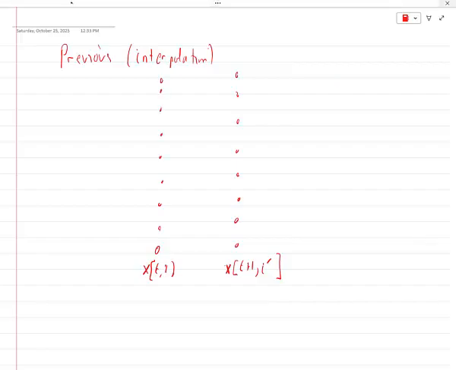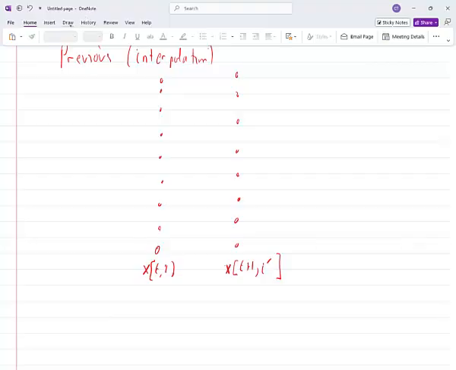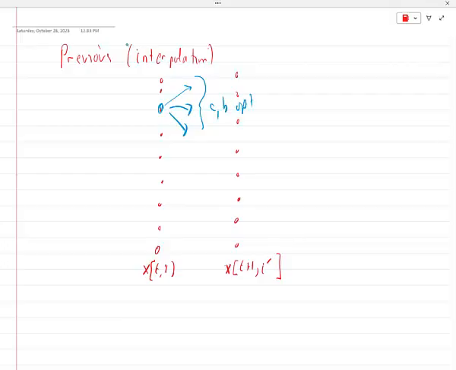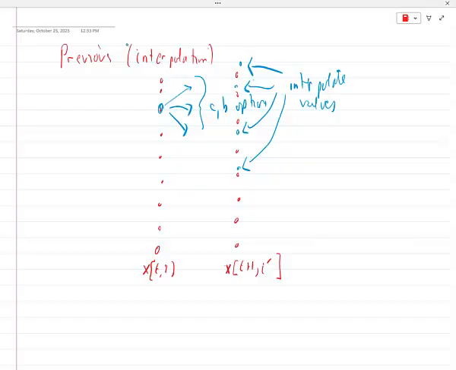All right, so for the interpolation algorithm, I'll use a different color here. For each value here, I choose some different options for C and B. Okay, so I choose some C and B options. And I'll end up at different points here, and then I interpolate these values. So I'll have to interpolate these values. All right, and I discussed that previously in a previous video. Okay, so that's the interpolation.